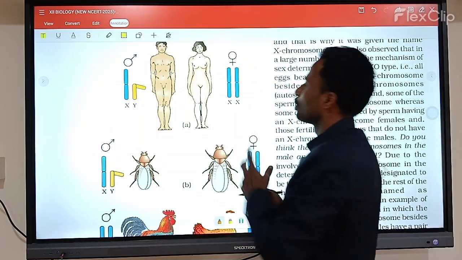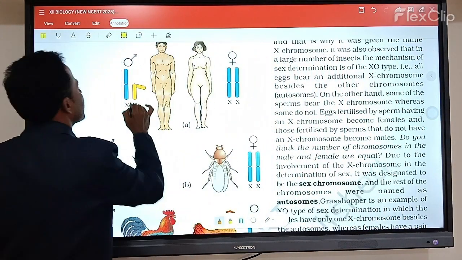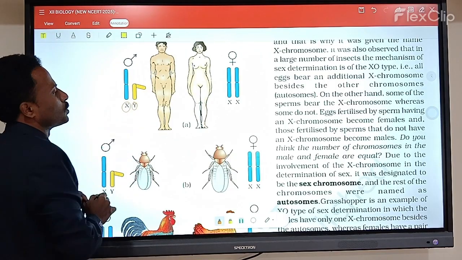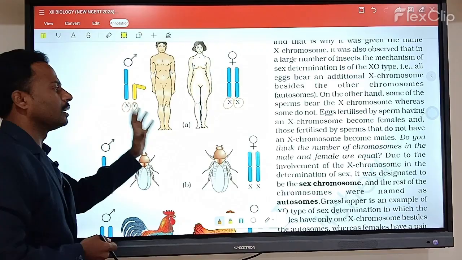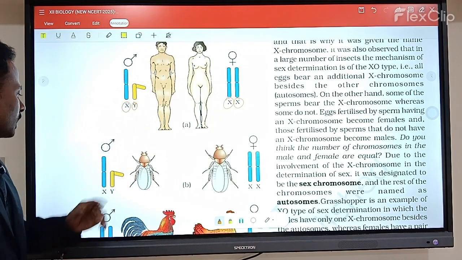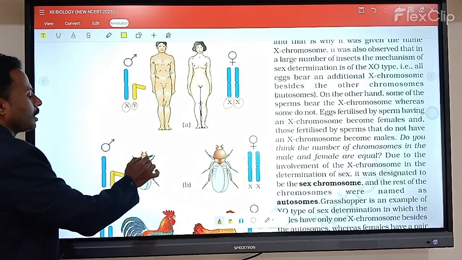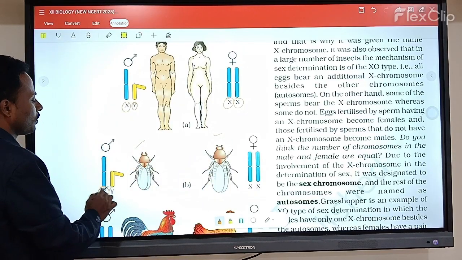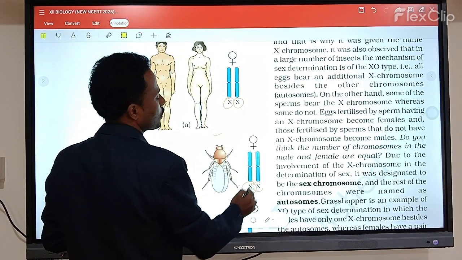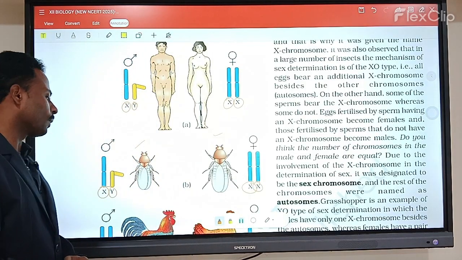Why is it given as an X chromosome? Here they showed it as an X body, it is an X chromosome, and there is also a Y chromosome. Mostly the females are XX. Like when you observe a male Drosophila and a female Drosophila, see here also the X chromosome and Y chromosome, and the female Drosophila has two X chromosomes.